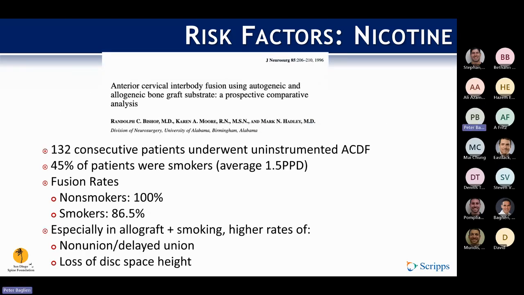So this was looking at the cervical spine in general. This was a paper looking at 132 patients who underwent uninstrumented ACDF. 45% of the patients were smokers, at an average of 1.5 packs per day, which is over 20 cigarettes a day. They demonstrated statistically decreased fusion rates, with smokers at about 86% versus 100% in the non-smoker group. And I thought this paper was interesting because it noted that allograft, as expected compared to autograft, had higher rates of non-union within the smoker group compared to the non-smoker group.